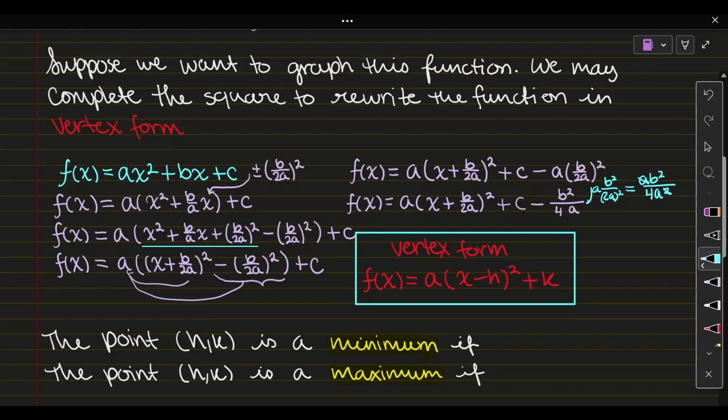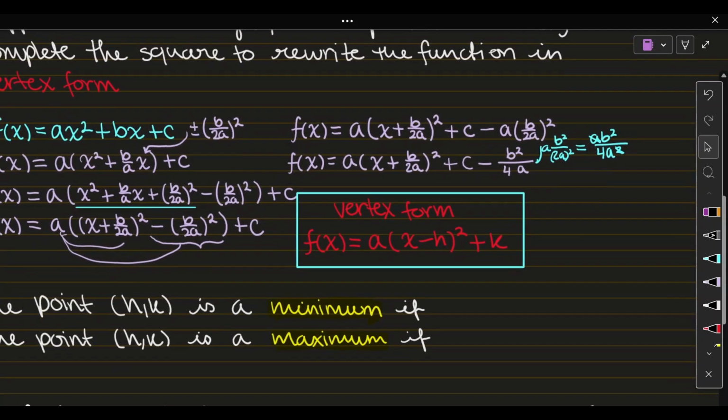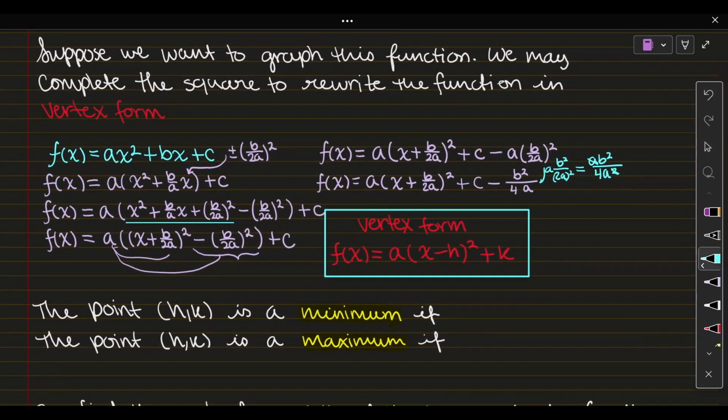Okay? The reason we call this vertex form is because we can read the vertex of the parabola straight off of it. So when we're looking at, for example, let's say this is my parabola, something like this. This point is the vertex, and we can read the vertex right off of this. The vertex, this point here on the parabola, is going to be (h, k). That's the vertex. We can tell that based on the transformation that's happening to x squared here, right?